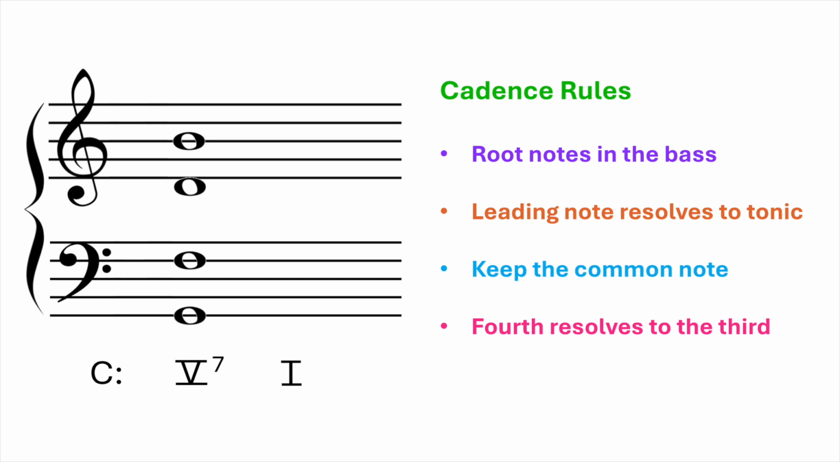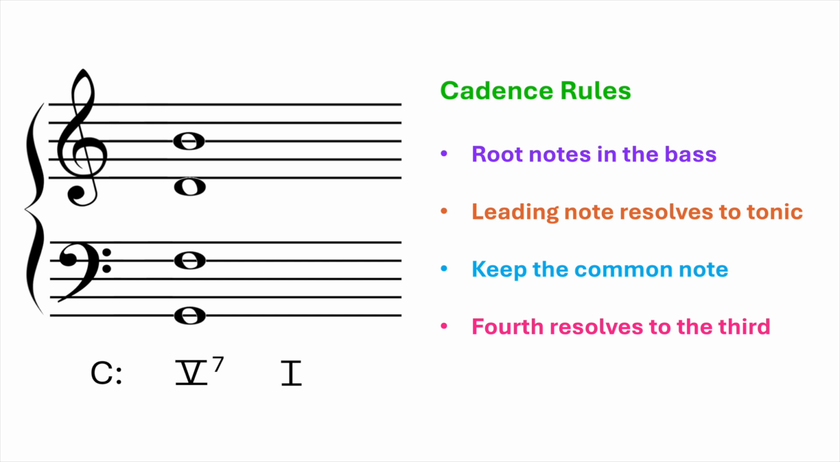And with a dominant 7th tetrad, we do actually have the 4th degree of the scale. The notes G, B, D, and F, which make up our dominant 7th in the key of C major, contain that F, which is C, D, E, F, the 4th degree of C major. So let's follow these rules now and resolve this chord.